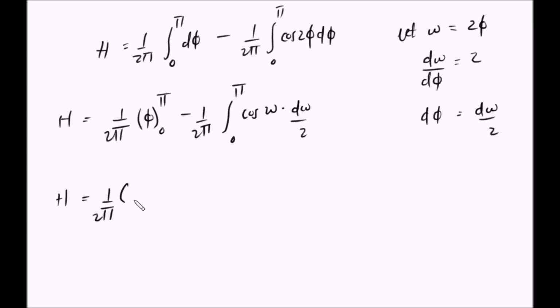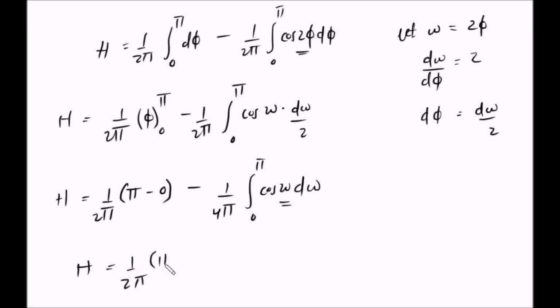By the way, here we insert the two limits of integration. So it will be pi minus 0. So here we have minus, and this 2 comes out, it becomes 1 over 4 pi. So from 0 to pi we have cos w dw. If it is like this it is hard to integrate, if it is like this it is easy. So anyway, here we will remain with pi. So our h is going to be 1 over 2 pi times pi, because pi minus 0 is that. Plus minus 1 over 4 pi. So if you integrate cos, what do you get? If you integrate cos you get sin. So if you integrate cos w you get sin w from 0 to pi.